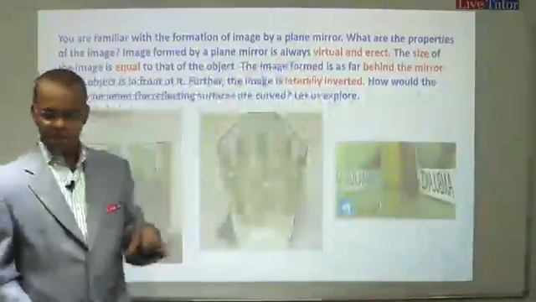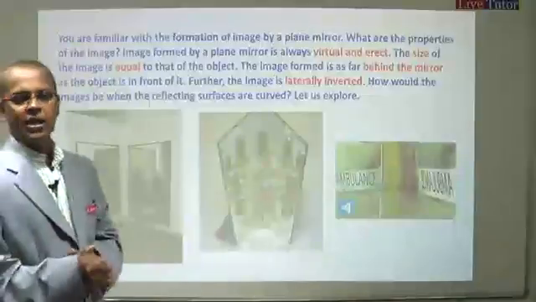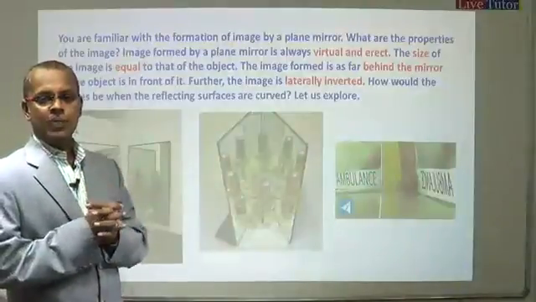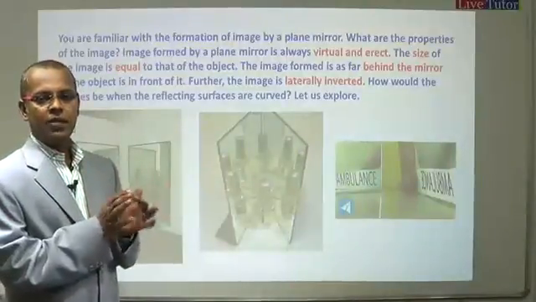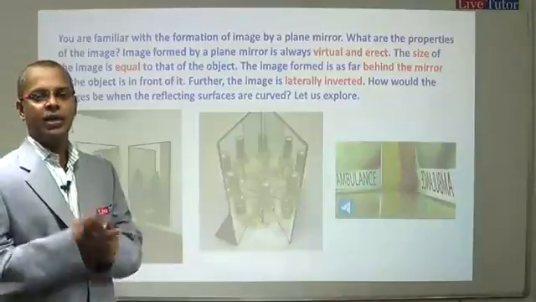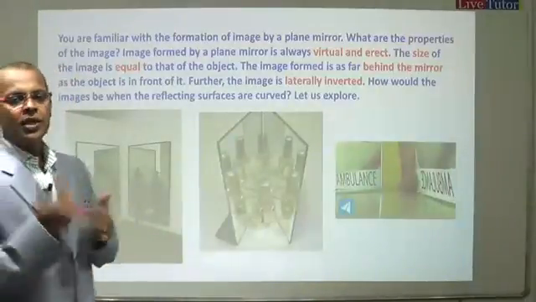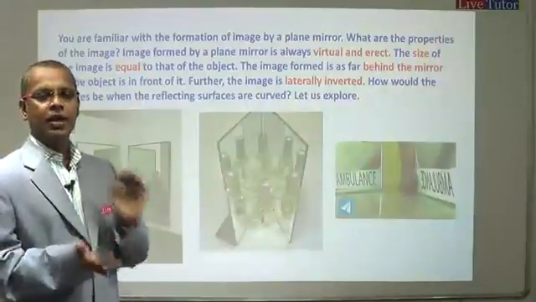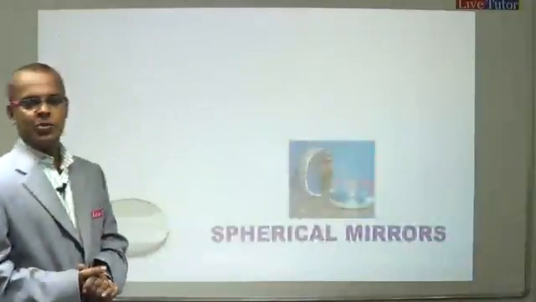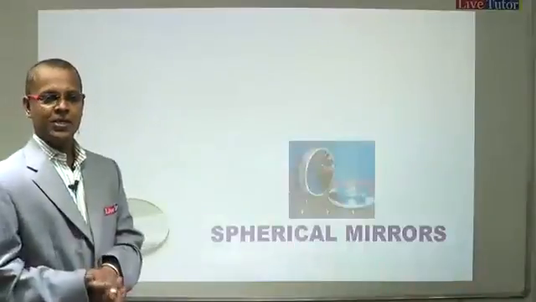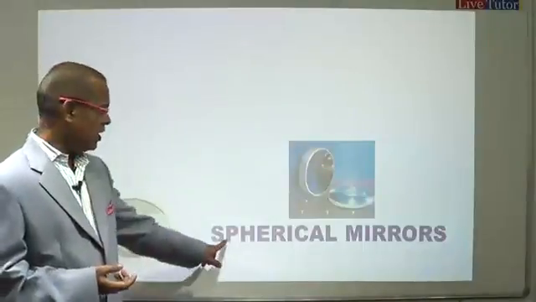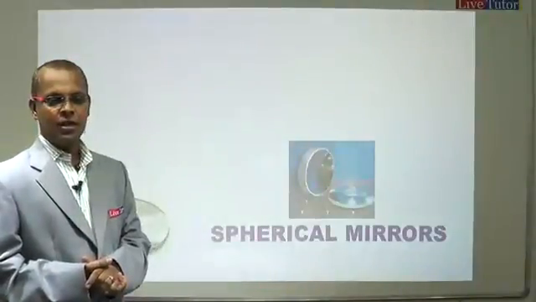So whatever image we see in the plane mirror is nothing but laterally inverted, right? Now using this, we cannot compare the images formed by reflecting surfaces if they are curved. It is very difficult, right? So we are going to learn about the images formed by curved surfaces. That is what we call spherical mirrors. How will you pronounce this word? Can you tell me? What is this called? How will you pronounce it?